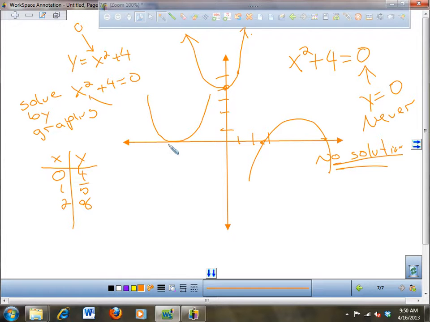How many places does it cross the x-axis? 1 solution, right? How many solutions would this parabola have? 0, okay? So when it crosses in 2 places, you have 2 solutions. Each of these is a solution. When it crosses in 1 place, you have 1 solution. When it crosses in no places, you have no solutions. All right? So this one doesn't ever cross the x-axis, so you have no solutions.